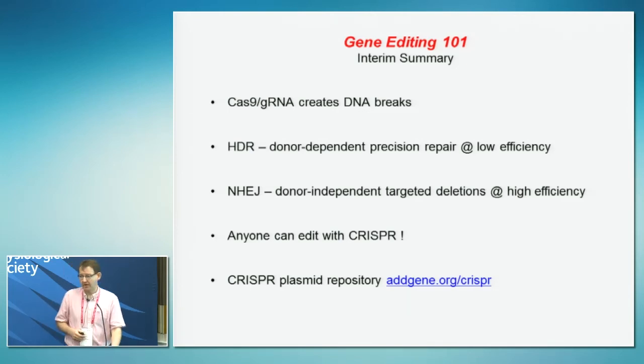We've also got the default pathway, which is non-homologous end joining. This is donor independent. We can make small deletions, or you'll see later large deletions, and this is generally a much more efficient process, but this can only be used, generally speaking, to knock things out. And a message which is really important, and as many of you have found, is that anyone can edit with CRISPR. All you need is a lab and about €100 to buy a plasmid to get started. Where many people start is addgene.org. If you just Google Addgene and CRISPR, you'll find a very good repository of information.